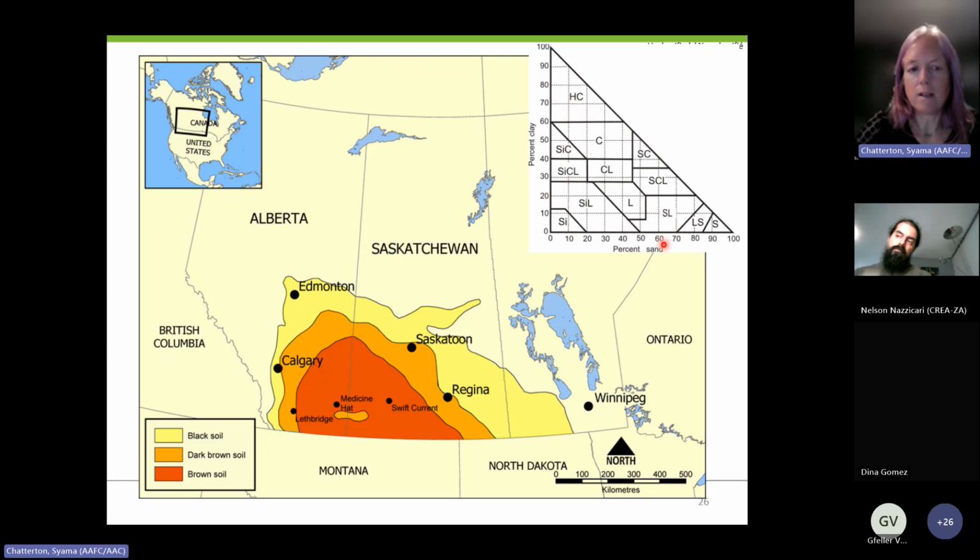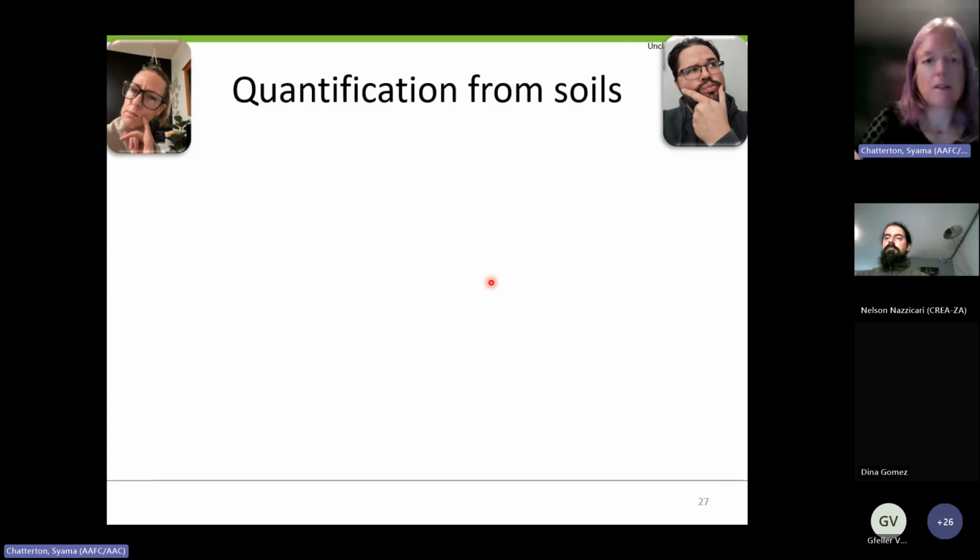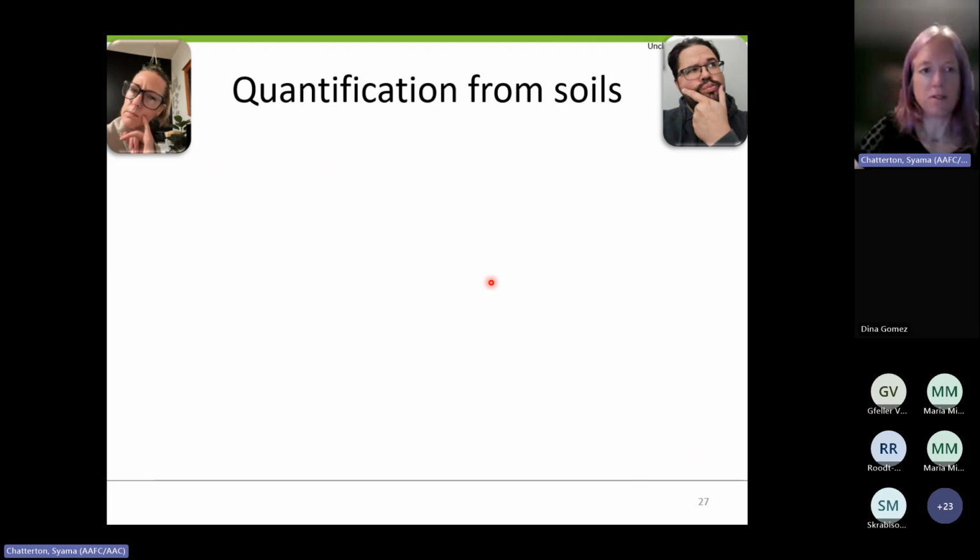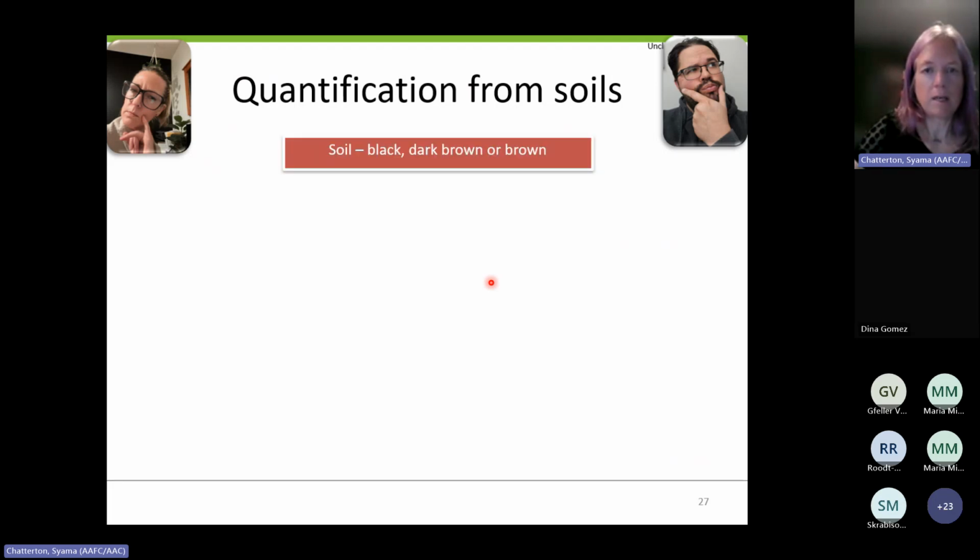And then we have our sandy loams, which you tend to find more in the brown soil zones. But the problem is that even though I can say that's where the soil textures kind of land, when you start looking at different soil textures in these different soil zones, you can really get the whole range of soil types. So what we wanted to do then was look at how soil texture and soil type affected quantification from soils.